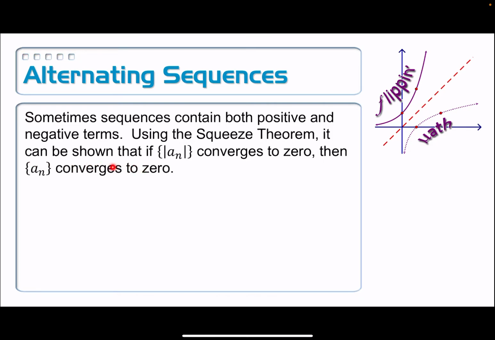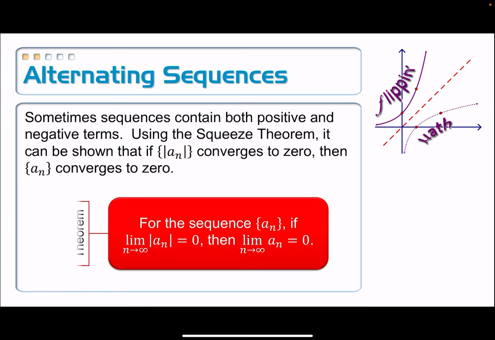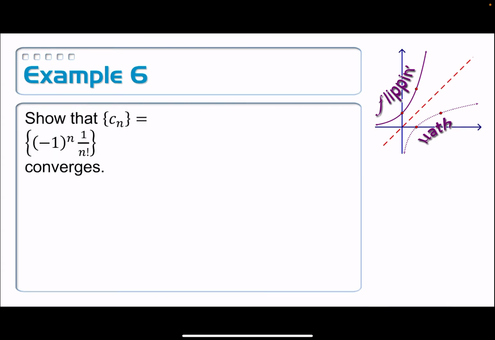It's just that this one here is going to oscillate back and forth, but it's getting closer and closer to 0. Here, these are just going to decrease to 0, let's say. So here is the absolute value theorem, which goes for the sequence a sub n: if the limit as n approaches infinity of the absolute value of the nth term of your sequence is equal to 0, then the limit as n approaches infinity of the original sequence, which alternates, it has positive and negative terms in it, is also equal to 0. So let's see that play out in this next example.